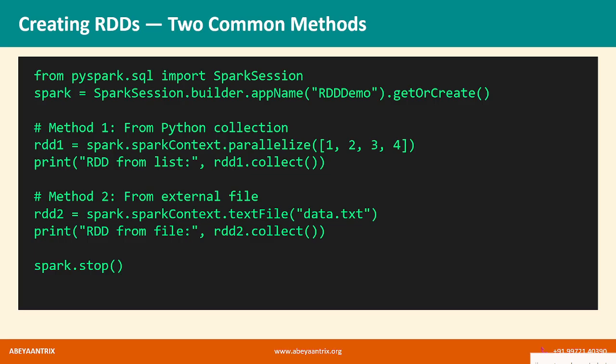And here we have two methods of creating the RDD. One is from a Python collection, another one is from an external file. So first we shall see how to do it from the Python collection. Here I take one variable, rdd1 is equal to sparkContext.parallelize. Why am I using parallelize? Because I am distributing this data on all the CPU cores, right?